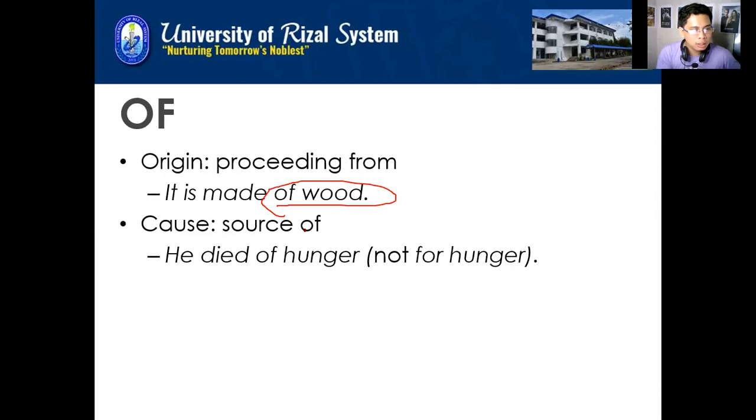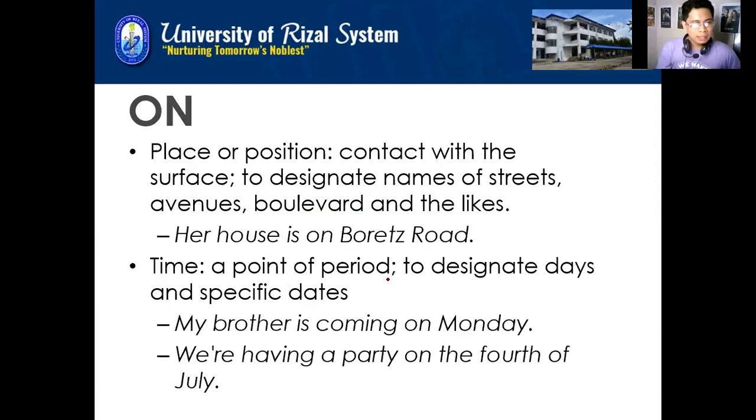Next, we have cause, source of. He died of hunger. The cause of. We don't say he died for hunger. It sounds like it's too impossible to happen. So the right term for that is he died of hunger. So what's the cause of the person's death? It's because of hunger.